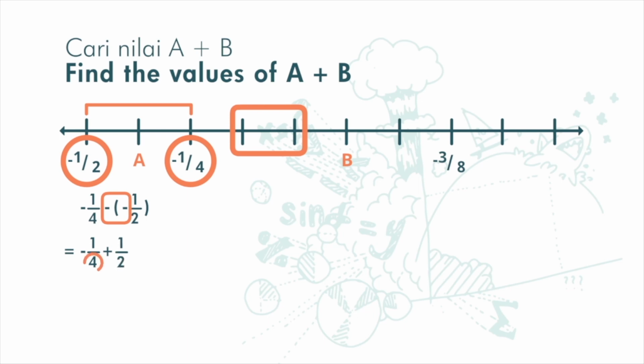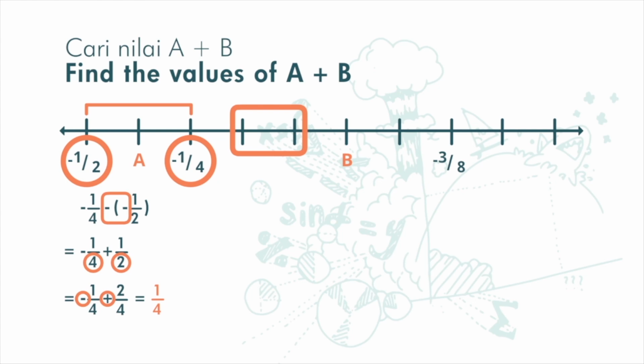Then we make the denominator, that is the number below, the same. And we get -1/4 plus 2/4. So we have a -1 and plus 2. -1 and plus 2 is the same as 2 minus 1. And we get 1/4.